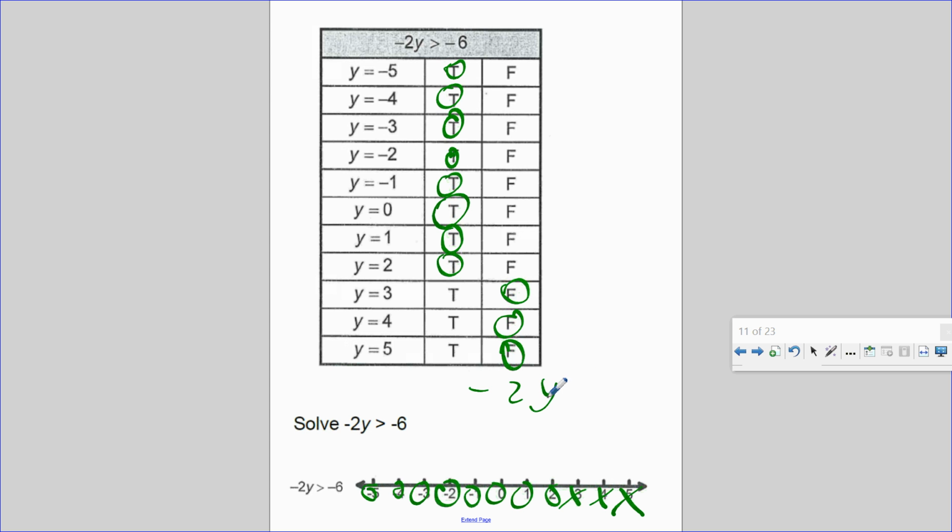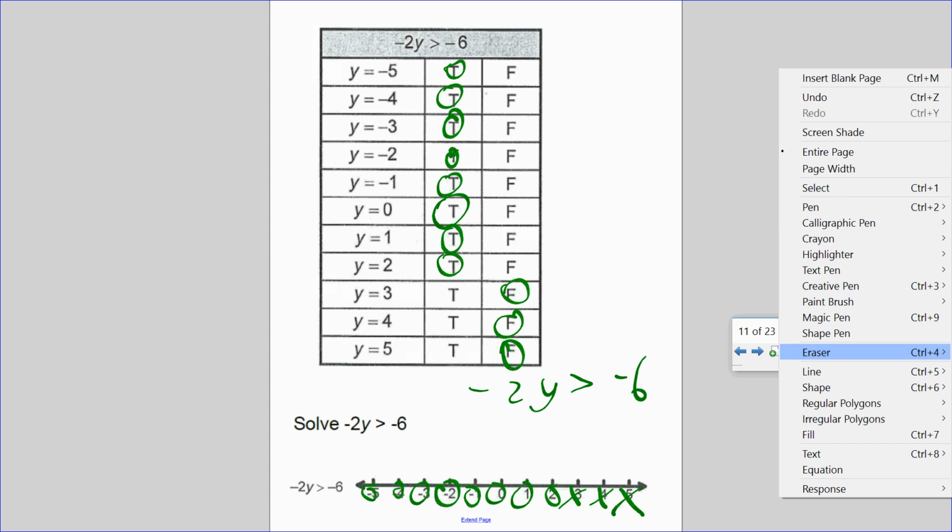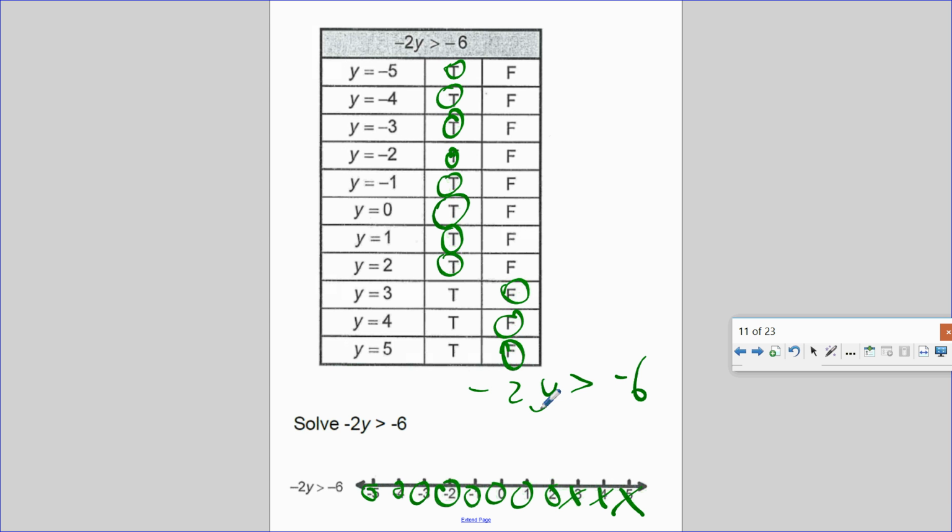Negative 2y is greater than or equal to negative 6. Again, we use a different pen color. We have to isolate the variable y. So you do the inverse operation of multiply negative 2 with divide by negative 2. Divide by negative 2. Let's cancel. y is greater than negative 6 divided by negative 2. It's 3. Let's look at our number line, see if that reflects that.